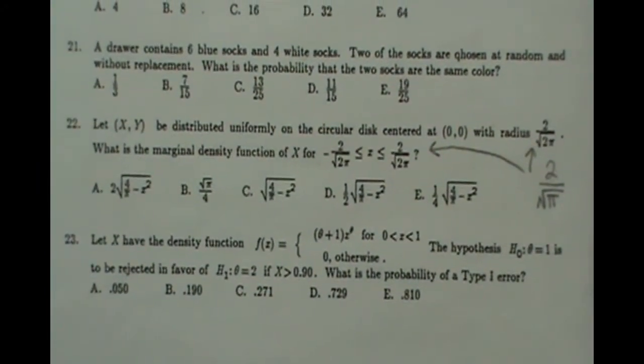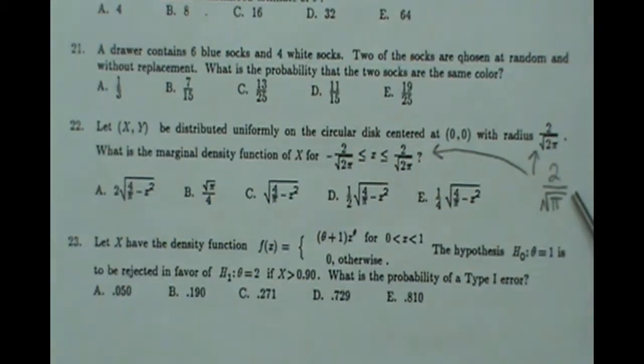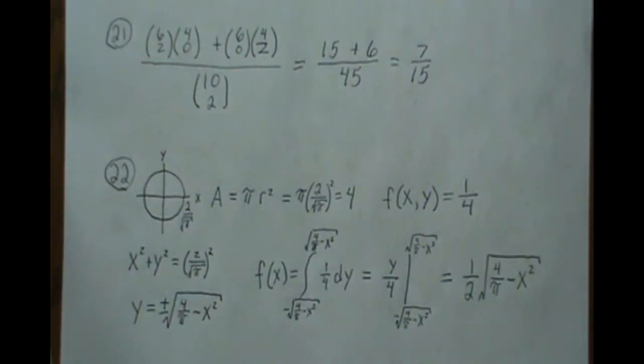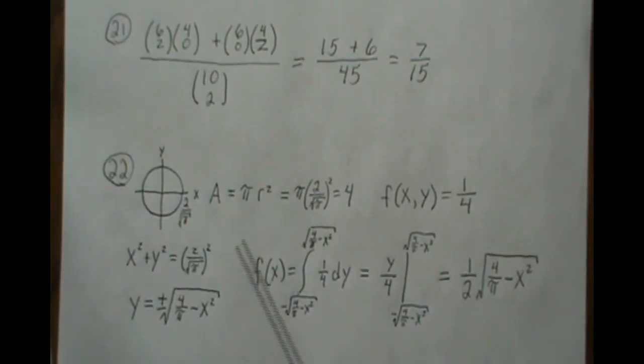Number 22, let xy be distributed uniformly on the circular disk centered at 0 with radius, and I changed this to 2/√pi. What is the marginal density function of x between this range? And again, that range has been changed to this. Now number 22, remember I changed the radius on this, and the reason I did is because it's the only way to get one of the answers.